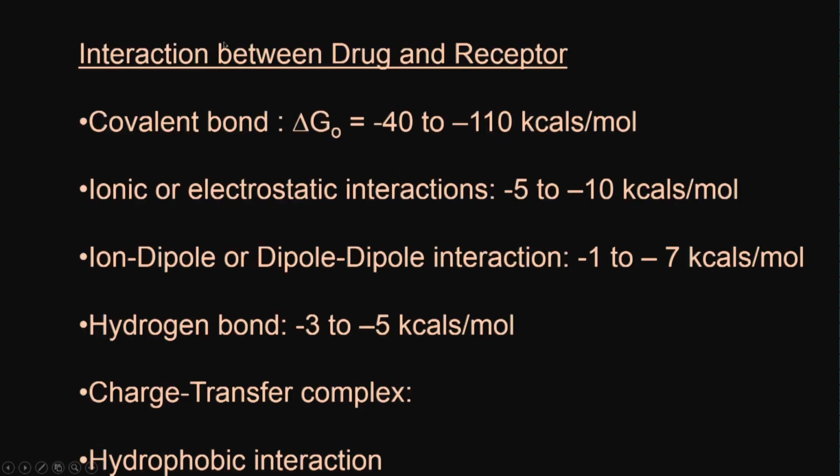So when you have a drug going and binding to a receptor, that is your protein, there are a lot of bonded and non-bonded interactions. For example, a covalent bond is bonded, a strong bond, with energies of 40 to 110 kilocalories per mole, whereas ionic or electrostatic interactions, which are all non-bonded, are only minus 5 to minus 10 kilocalories per mole, ion dipole or dipole minus 1 to minus 7, hydrogen bond minus 3 to minus 5 kilocalories per mole. So you see that all these non-bonded interactions are quite small when compared to the bonded.